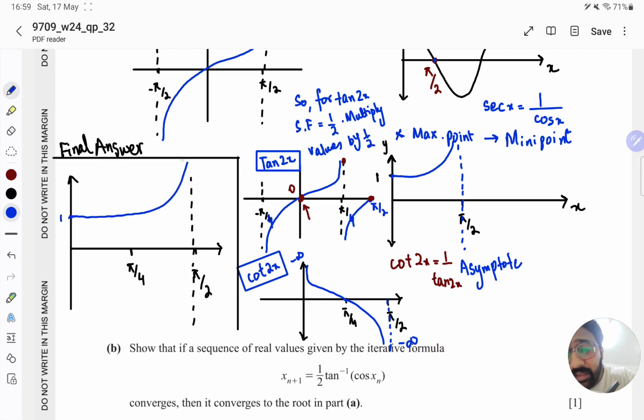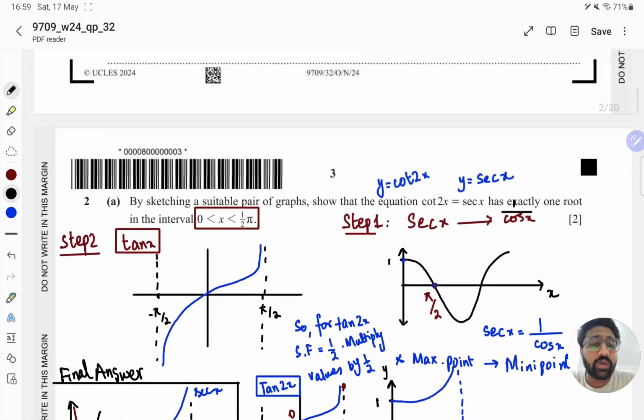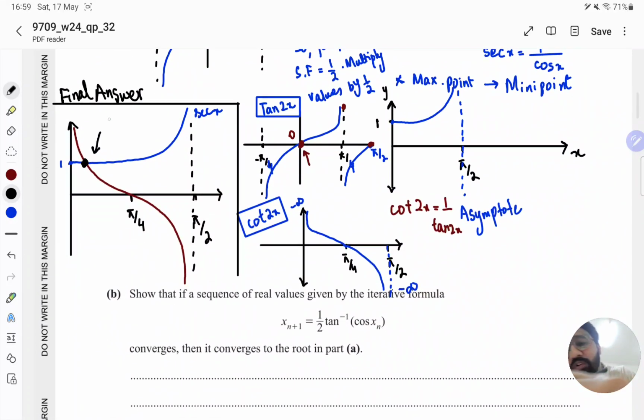This was the graph for secant x, and the graph for cot 2x was this one at the bottom, which was infinity at this point, 0 over here, and back to infinity. So just over here for your convenience, if you see that there is just one intersection of the two graphs, it means that they have exactly one root. So only one root, as there is just one point of intersection of both the two graphs.